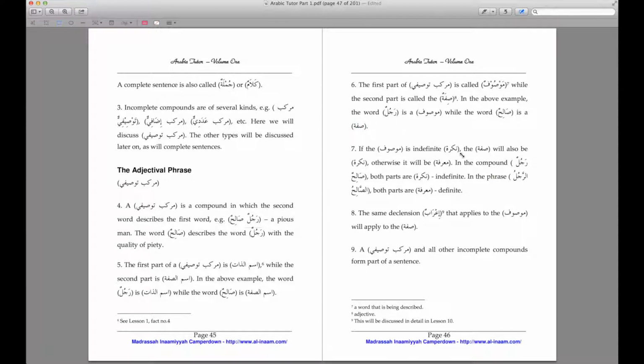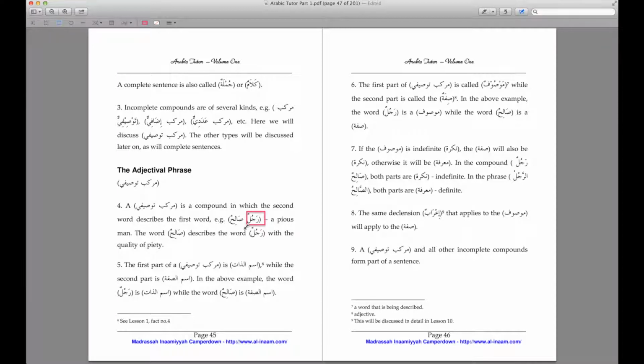If the mawsuf is indefinite, nakira, the sifa will also be nakira. Otherwise, it will be ma'rifa. So what we're saying is, if the mawsuf is indefinite, nakira, meaning we don't know, as with rajulun, then the sifa is also nakira.